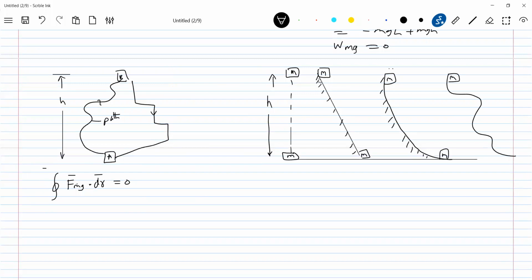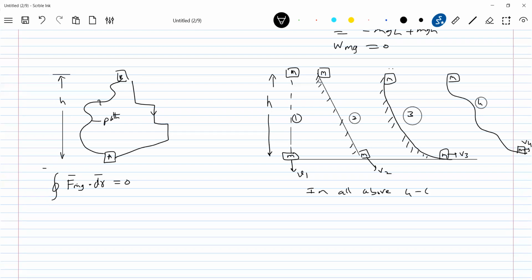Nowhere should the block lose contact. In all the 4 cases, the block is released from rest here. The block is here, it will arrive with a speed v1, v2. Of course, the velocity will be different. This will be v4. So there is situation 1, 2, 3, and 4. In all above 4 cases, the block is released from rest.